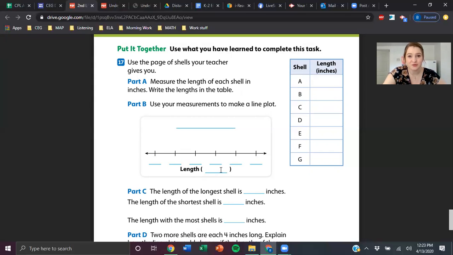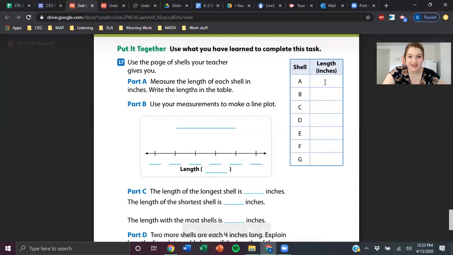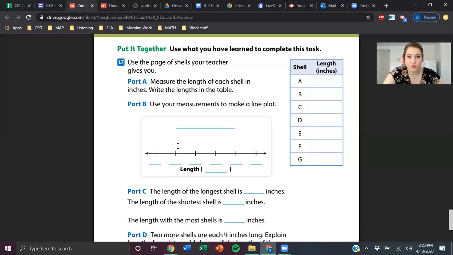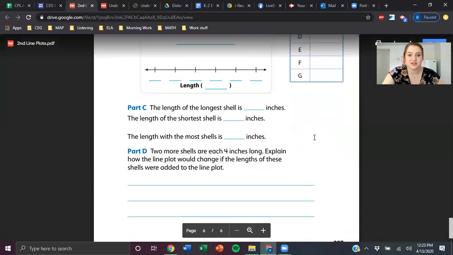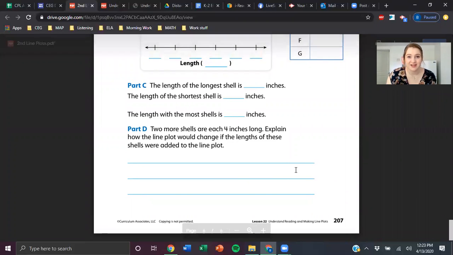As soon as you're done writing, I want you to take each shell's length and mark it with an X on the line plot where it belongs. When you finish that, answer the rest of the questions on your own. And look, before you know it, you're all done. Pause the video while you work and unpause when you're finished.